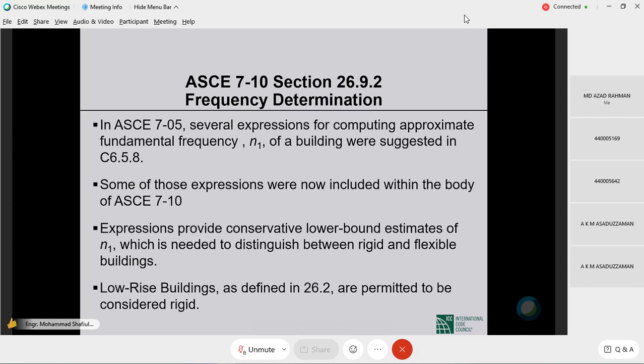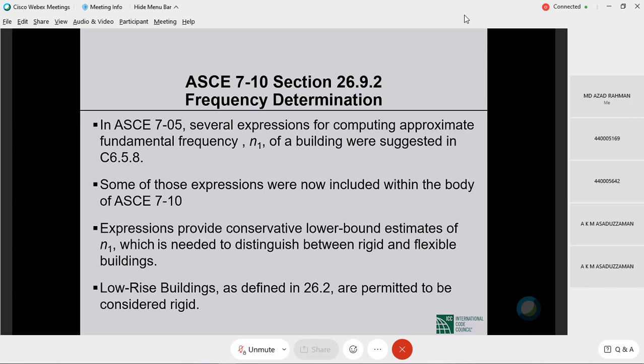So while ASCE 7 did not give you anything up to the 02 edition except vaguely telling you that you can go to the seismic provisions to calculate your period, ASCE 7-05 included in the commentary, not in the standard, quite a bit of guidance. You can calculate the fundamental natural frequency in a number of ways. And those were brought into ASCE 7-10. They were brought into the provisions.